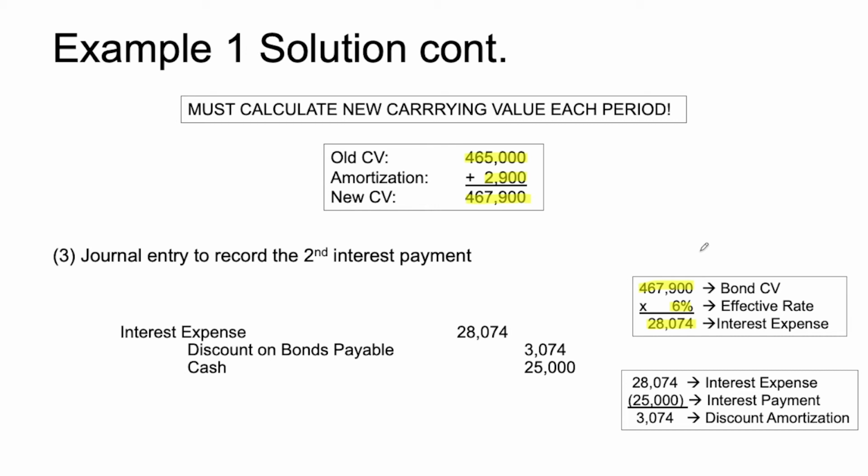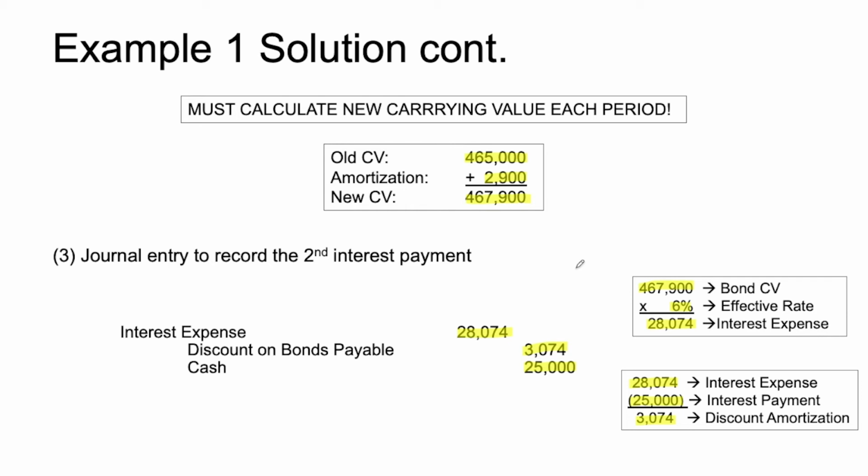And our third and final step is to find out the actual amount of discount amortization, which again, if we remember how to do that, is taking our interest expense of $28,074, netting out our interest payment of $25,000 to get the actual amortization of $3,074. So of course, same way to record this is debit interest expense of $28,074, credit out that discount on bonds payable of $3,074, and of course credit out cash for the amount of the interest payment at $25,000. So that's the example surrounding discounts for the effective interest method.